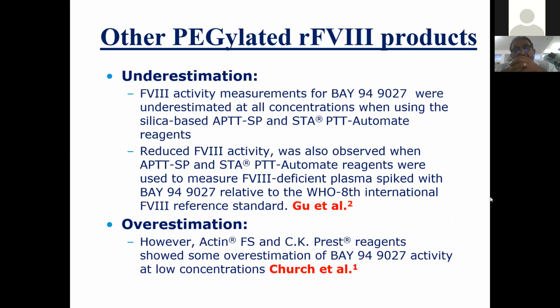Now, other pegylated recombinant factor 8 products, like the Bayer product 7949027, were underestimated at all concentrations when using silica-based reagents. So reduced factor 8 activity was observed when APTT SP and STA PTT Automate reagents were used to measure factor VIII deficient plasma spiked with this particular extended half-life product with the WHO 8th International Reference Standard.